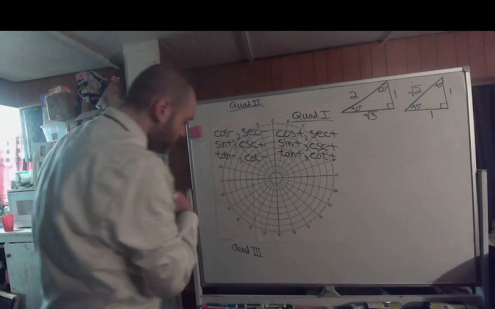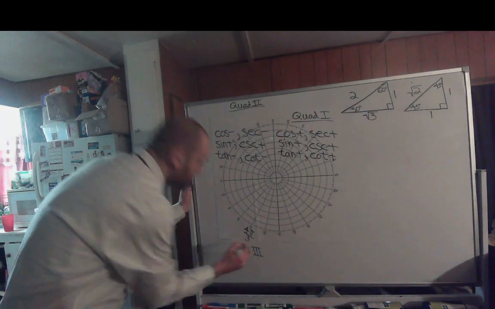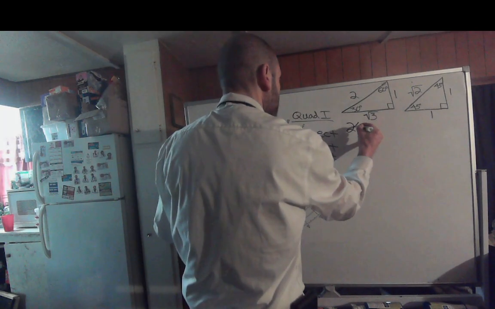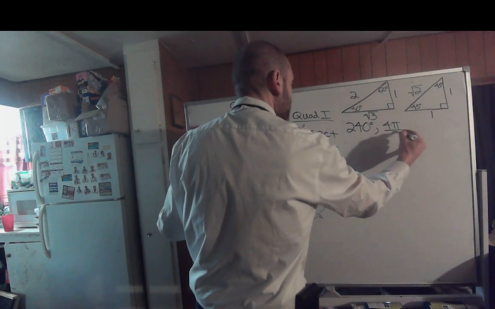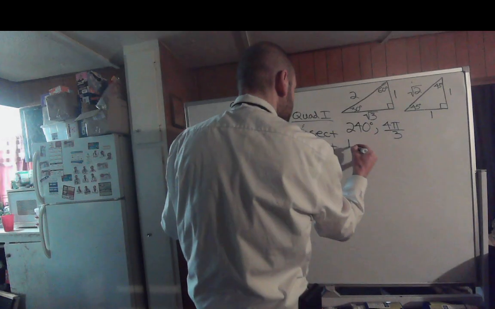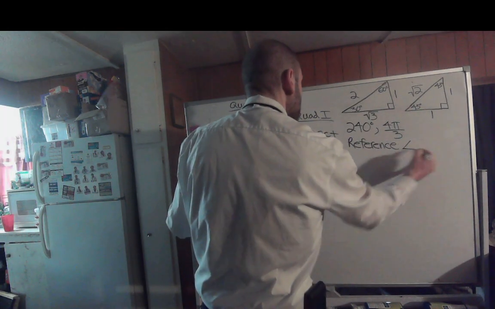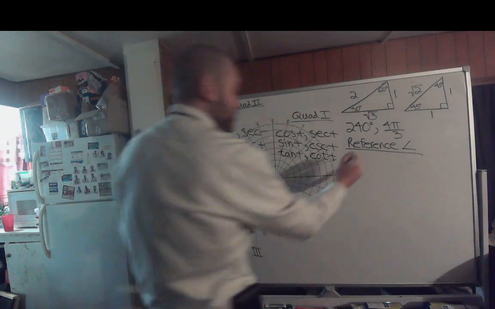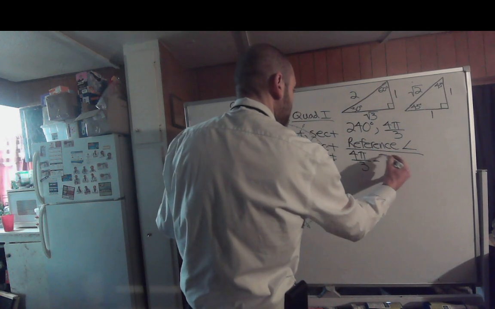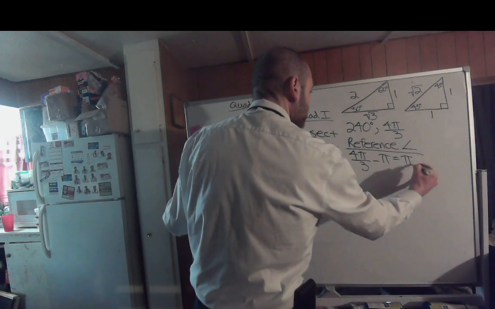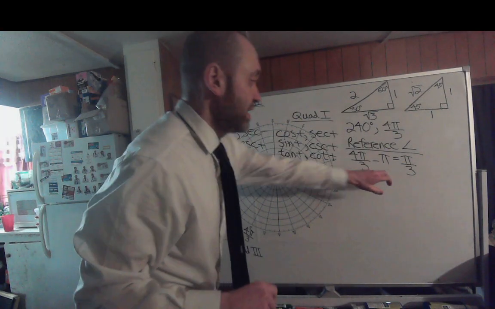Alright, so let's do 4 pi over 3, which would be the same as a 240 degree angle. So let's deal with 240 degrees, which is the same as 4 pi over 3. Let's find the reference angle first. You're in the third quadrant, so you'll take 4 pi over 3 minus pi. That would give pi over 3, or in other words, a 60 degree angle. You're going to treat that like you would a 60 degree angle, or pi over 3.